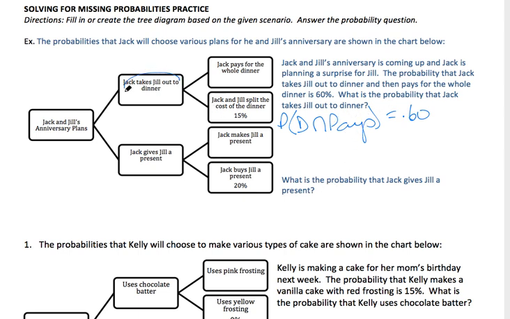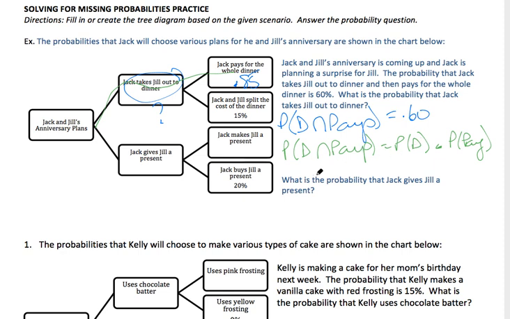Okay, so what is the probability that Jack takes Jill out to dinner? So we're looking for this one. This is the unknown. Okay, and we know that this probability, because we can subtract 0.15 from 1, is 0.85. So we know this one. We have to find this one. But we know what this branch is. We know that we have multiplied these together and we have 0.6. Okay, so we know that the probability that he takes her out to dinner and he pays for it is equal to the probability of going out to dinner times the probability of paying.